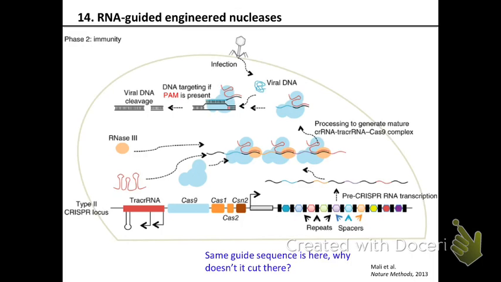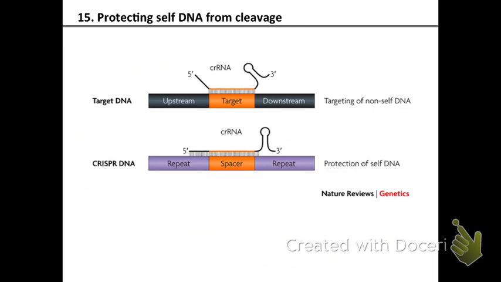So the same guide sequence is actually over here, right? But why doesn't it cut its own DNA? The reason it doesn't cut its own DNA is that it requires a certain conformation of the RNA. The guide RNA should recognize and be complementary to its target, and not complementary at the 3' and some on the 5' end. So this conformation is required for targeting of the non-self DNA, targeting of that viral DNA.